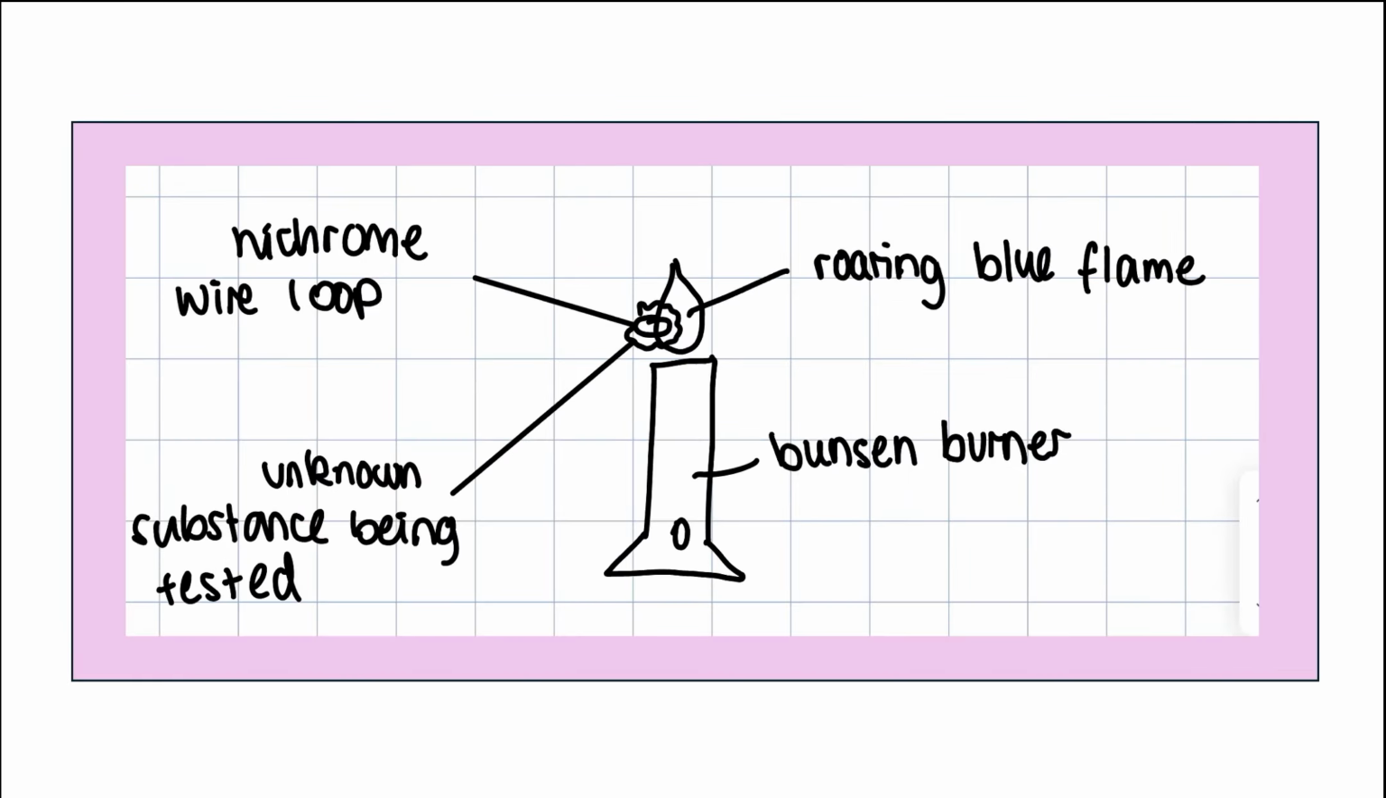So here you can see the Bunsen burner in the diagram and it's fully open at the bottom, and we put the nichrome wire loop in the roaring blue flame, and that allows the unknown substance to be tested.